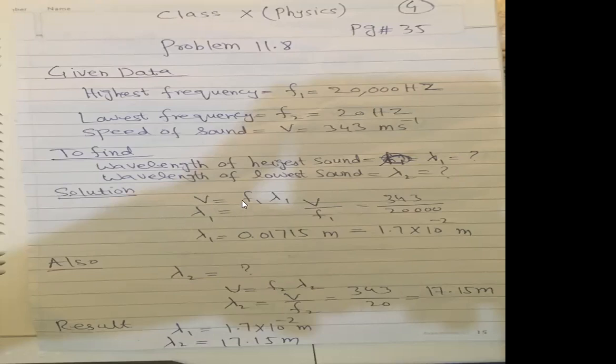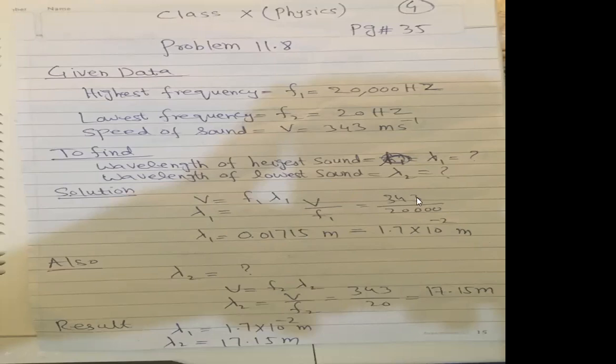That's why I'm separating out lambda 1 is equal to V over F1. V is 343, and F1 is 20,000 hertz. If you divide 343 by 20,000, you will get 0.01715. If you shift this into scientific notation, since we are moving from left to right, how many places are we moving? 1, 2, it means 10 to the power minus 2. The minus 2 indicates that we are moving from left to right. So lambda 1 is 1.7 times 10 raised to the power minus 2 meter, which is the wavelength of the highest sound. Now I move towards the wavelength of the lowest sound.